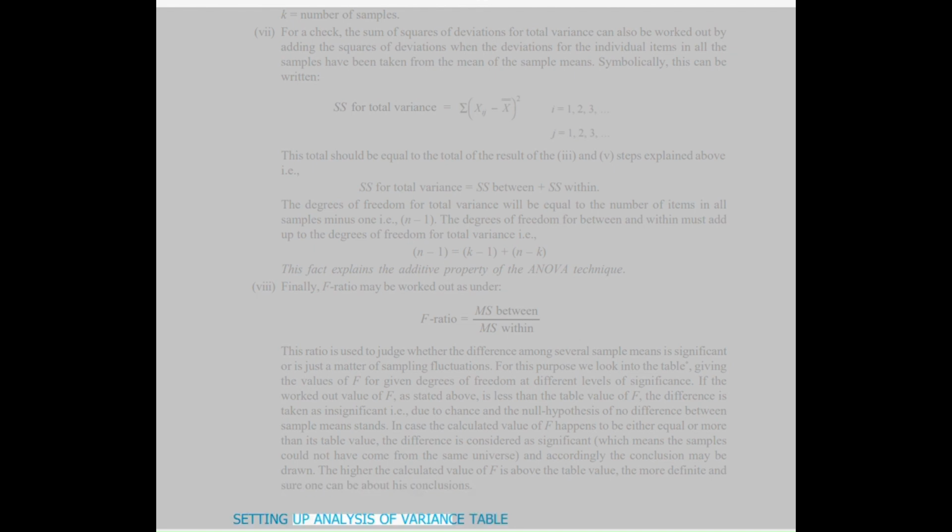Setting up the analysis of variance table. For the sake of convenience, the information obtained through the various steps stated above can be put as under. Table 11.1: Analysis of variance table for one-way ANOVA. There are k samples having in all n items. Pause the video to look at the table.